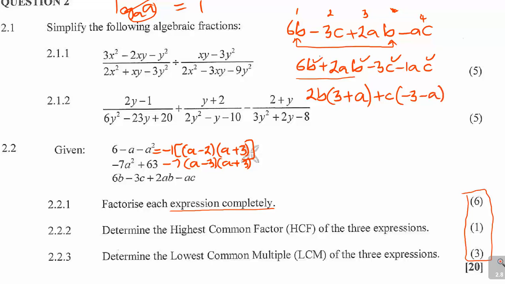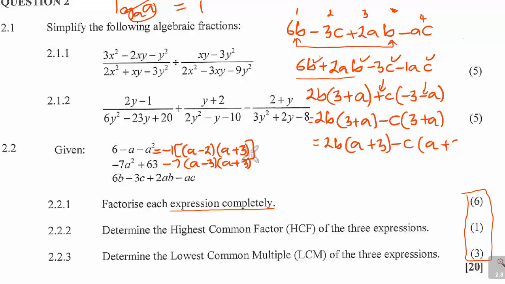Now you can see that this in a way is the same. It's 3 plus a, and minus 3 minus a, it's only the signs, which is 2b, 3 plus a. Then you interchange the signs. In other words, you're taking out a negative. This was positive, becomes negative c. Inside also you change it. What is negative becomes positive. What was negative also becomes positive. So this, you can say 2b. If you start with a, it's a plus 3 minus c, and it's a plus 3. So the brackets are the same, which is a plus 3. Outside the brackets, it's 2b minus c. So this becomes a plus 3 and 2b minus c.